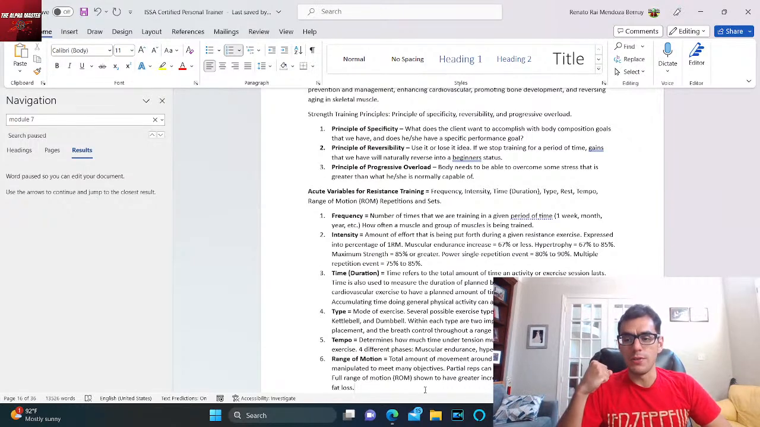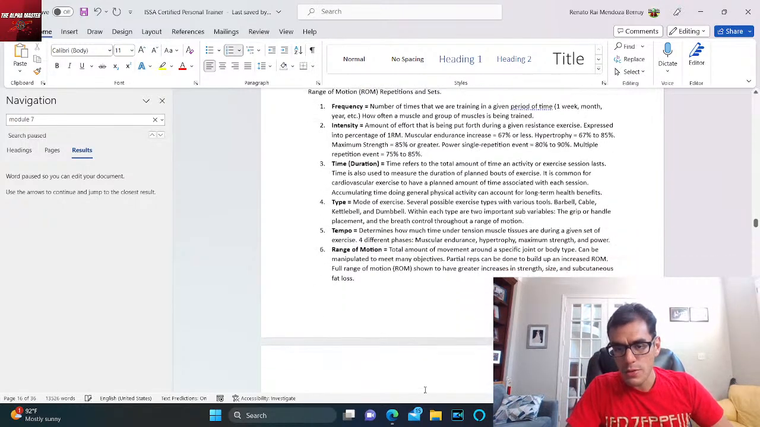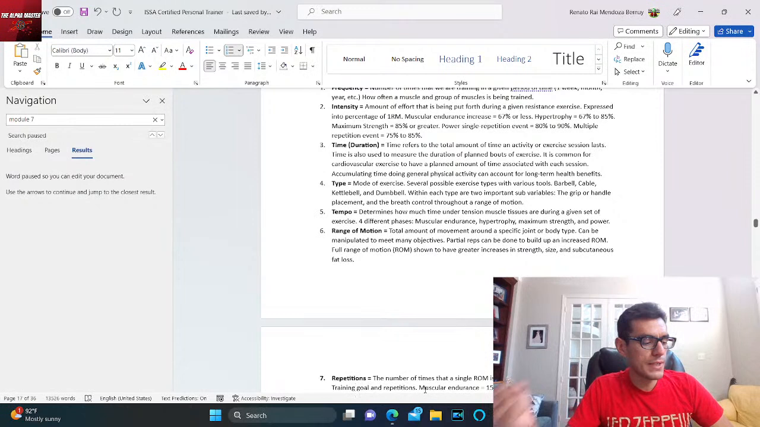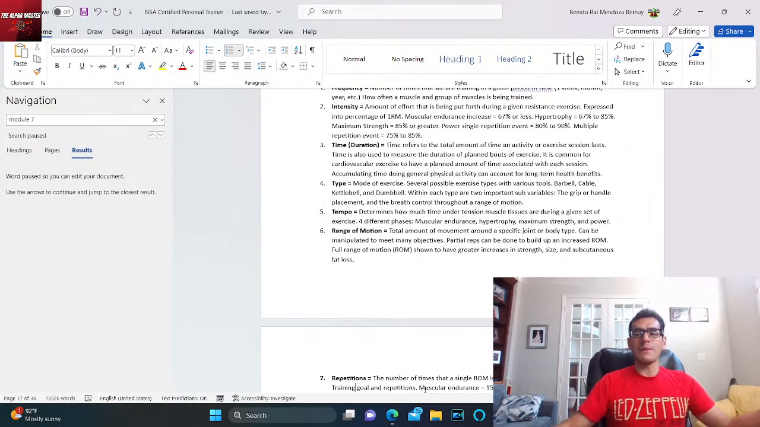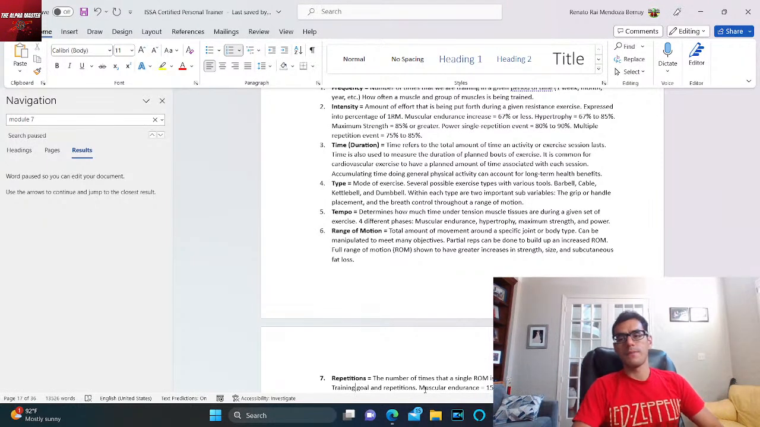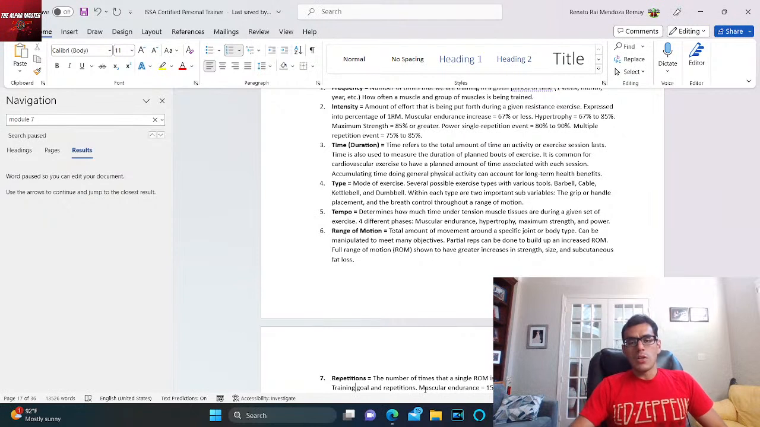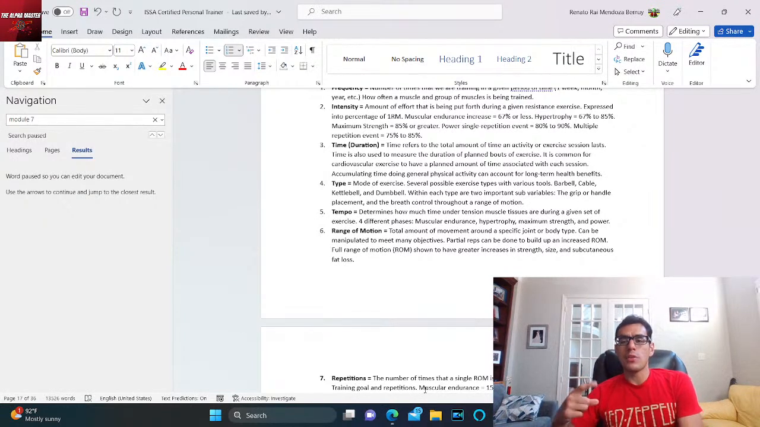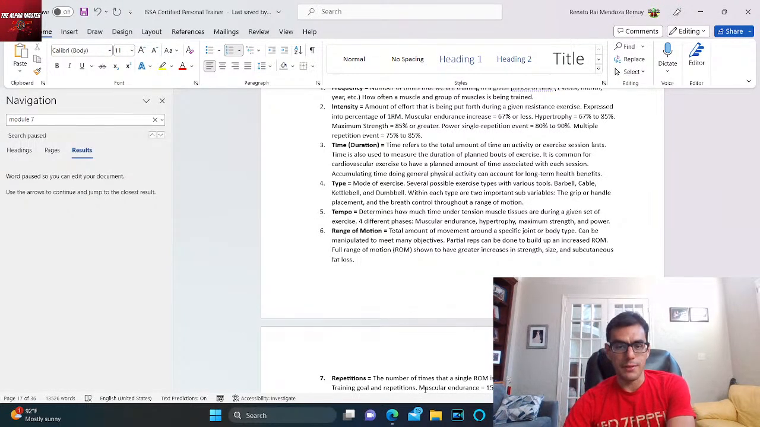Now you have the repetitions. Repetitions are the number of times a single range of motion is completed throughout one exercise.